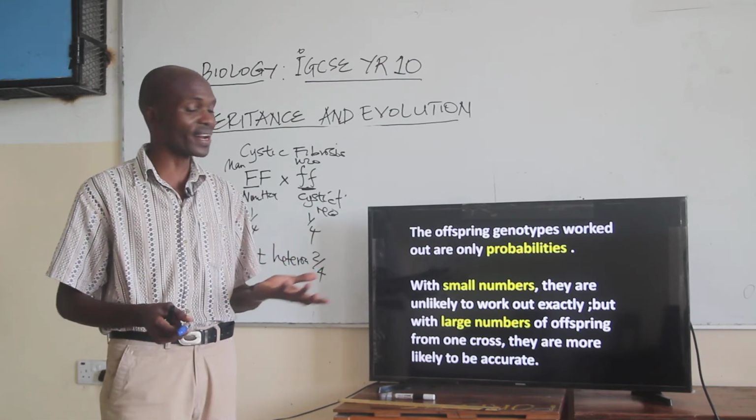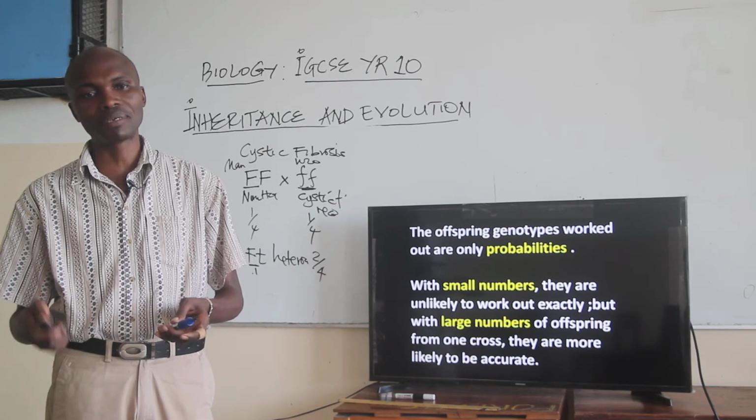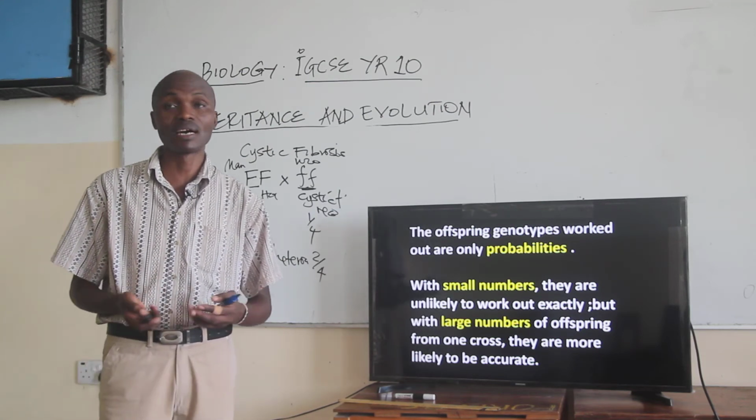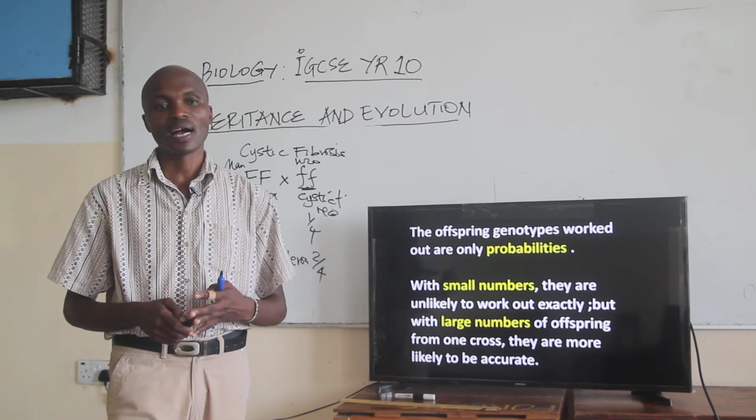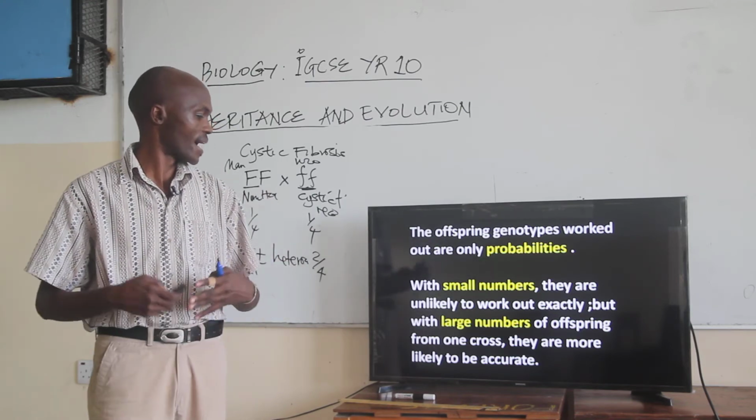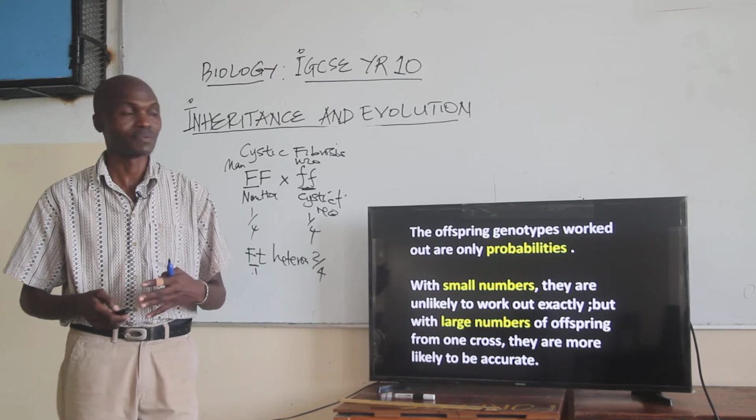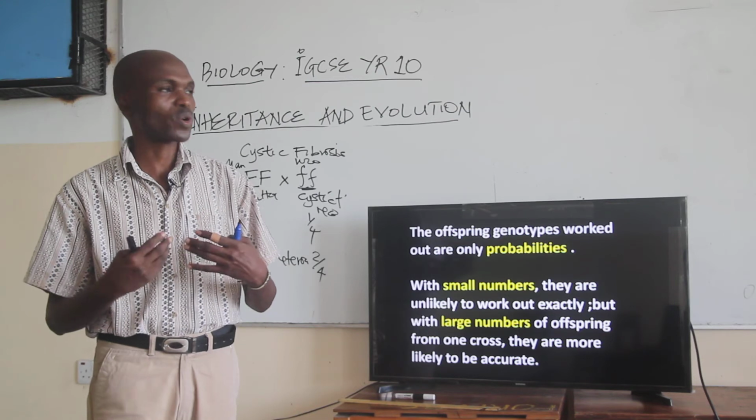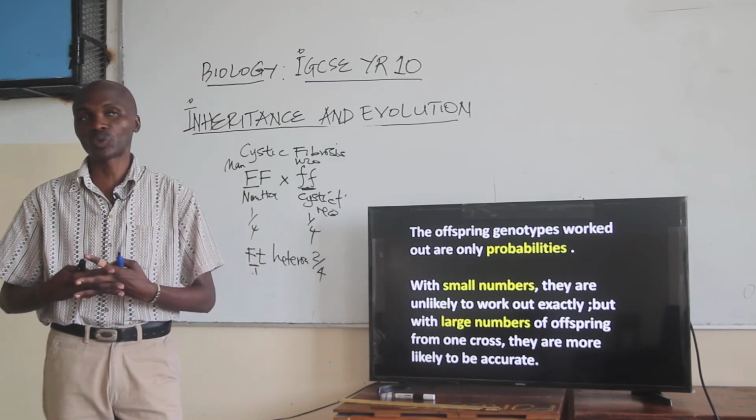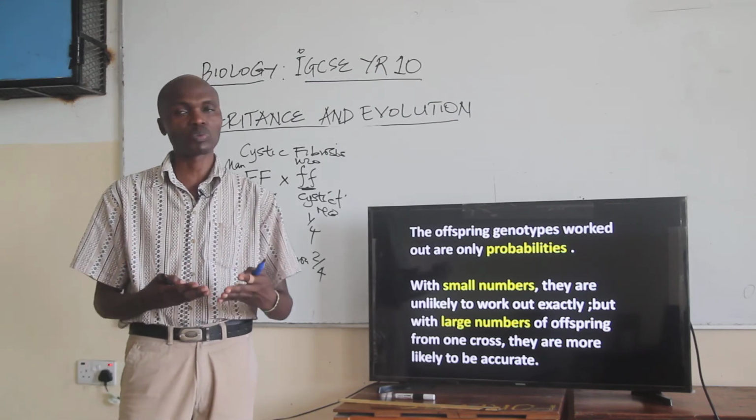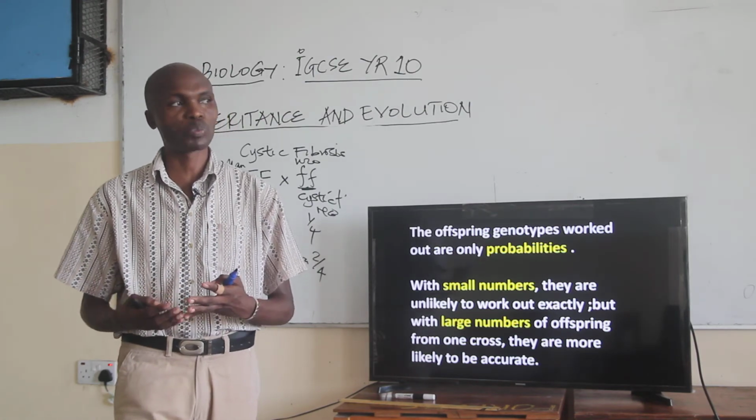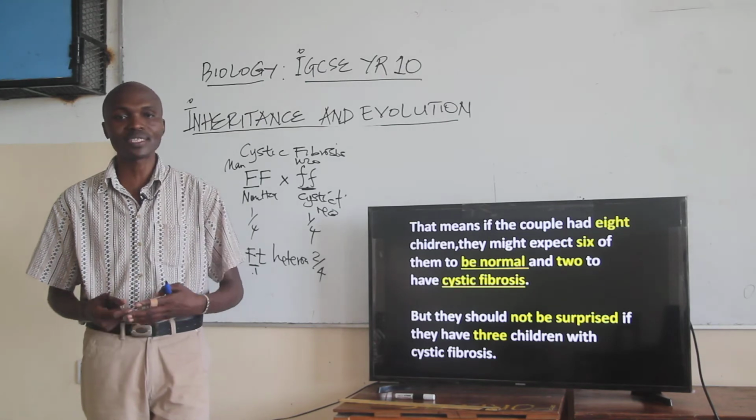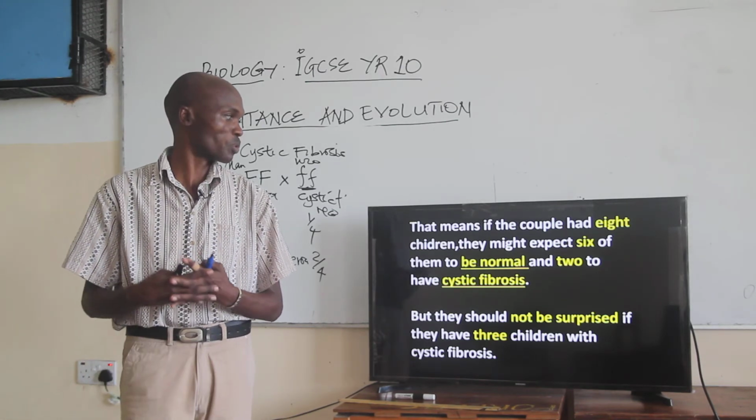So with small numbers in terms of population, they are unlikely to work out exactly. But with large numbers, the young ones from one cross are likely to be more accurate. That means if you carry out a test cross of more individuals, you are likely to have more accurate predictions. The larger the population sample being dealt with, the better, or the more accurate, the results that are likely to be obtained.